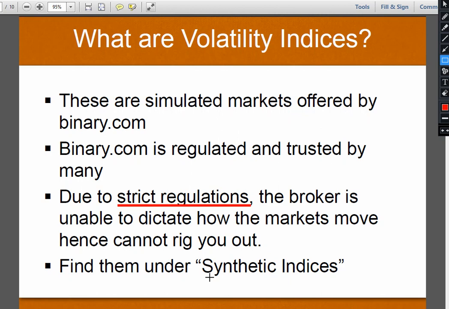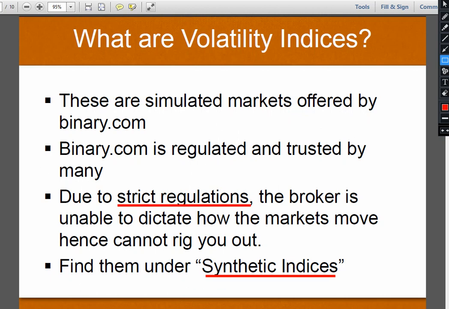Now, when you visit binary.com on your browser, you go to trade and go to volatility indices. You don't see the name volatility indices directly. You will instead see them categorized under synthetic indices. In a later video, I'll show you how to access them. They are called synthetic indices on binary.com. On your MetaTrader 4, they are known as volatility indices. Even on the web application for binary.com, they are still known as volatility indices when you pick each one of them, but the category is synthetic indices.